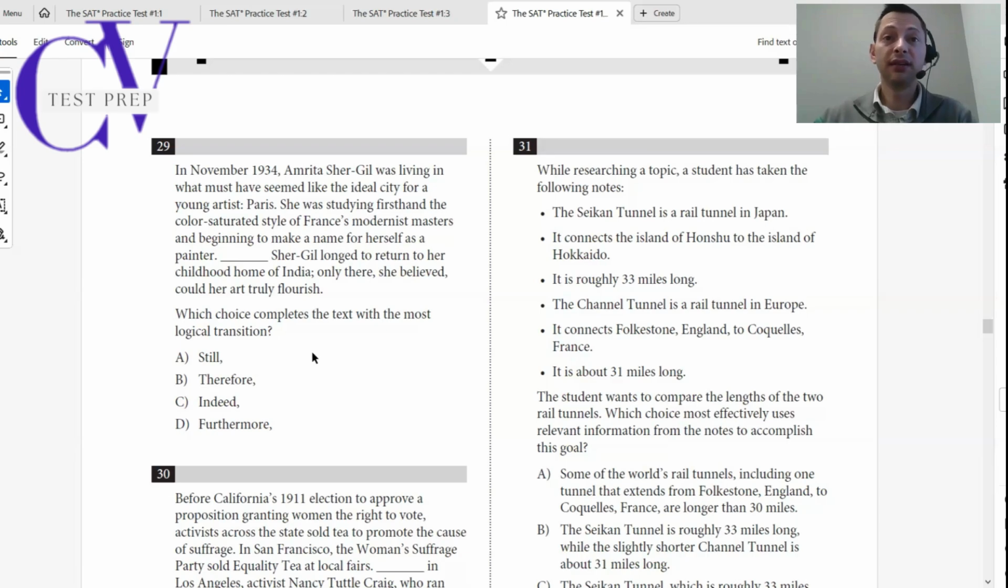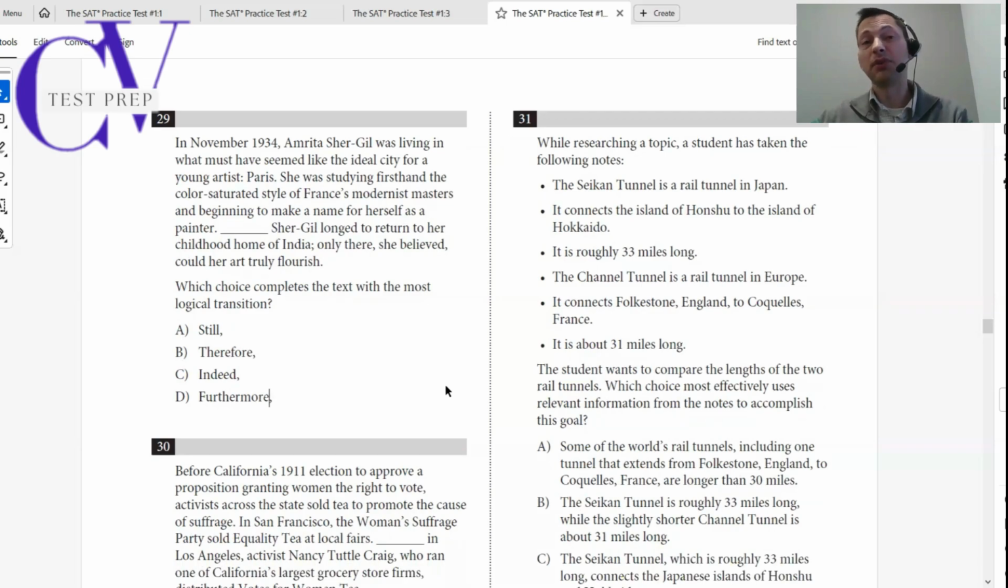So the answer would be, now let's look to see what can be contrasting, would be still. Still, she longed to return to her childhood home of India. Only there she believed her art could truly flourish. Therefore would be a cause and effect. Indeed would be sort of additional information, and furthermore would also be additional information. So they both can't be right, and therefore would be as a consequence of the previous sentence.